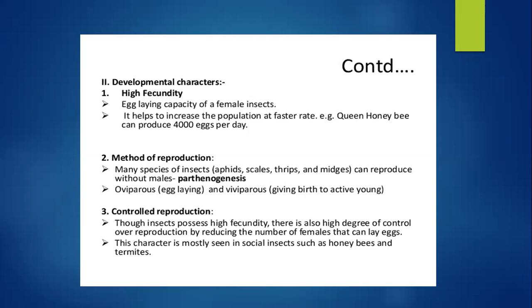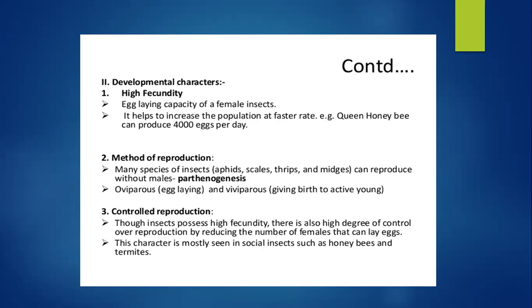This character is mostly seen in social insects such as honeybees and termites. For example, honeybees: not all honeybees lay eggs, right? The egg-laying capacity is present only for the queen honeybee. So even though the workers are females, they are not able to reproduce; they are sterile females. So here the control over reproduction is present by reducing the number of females.